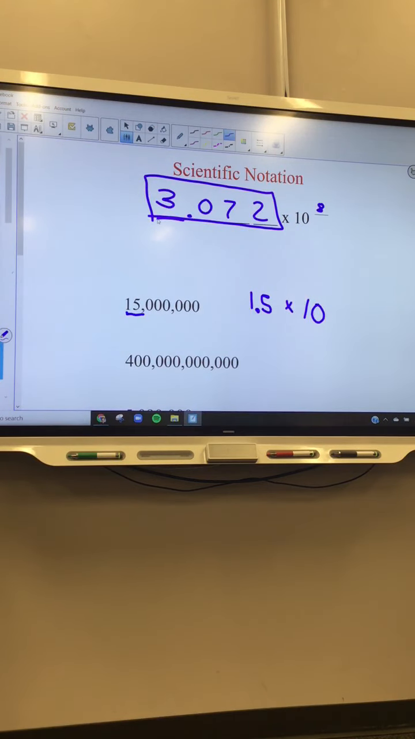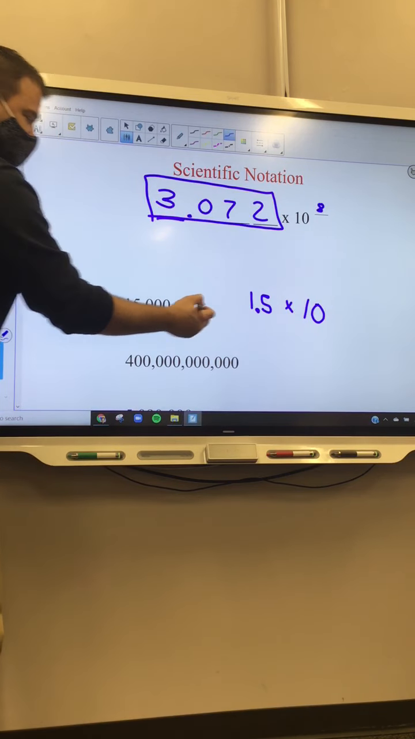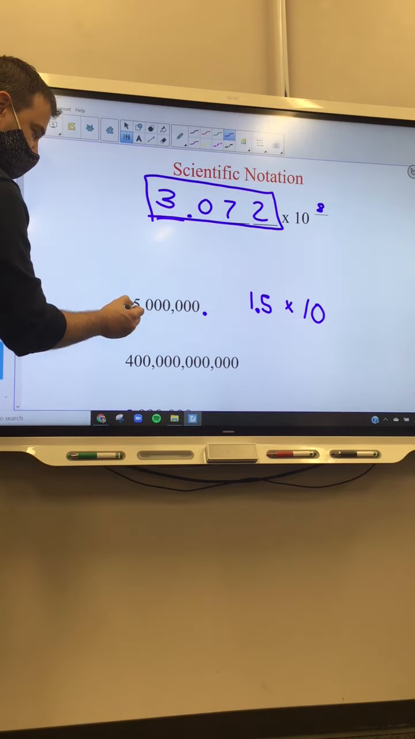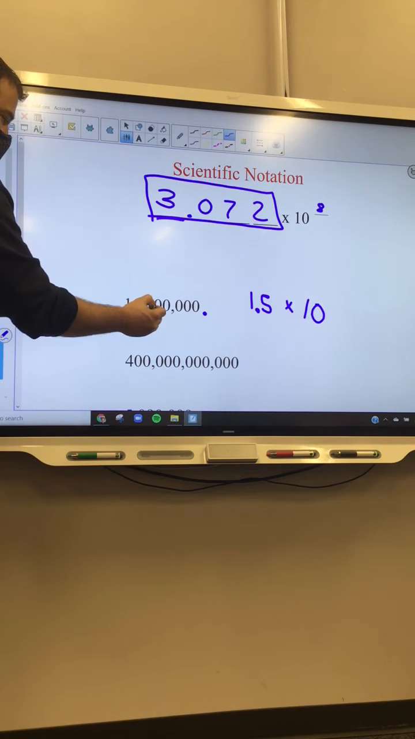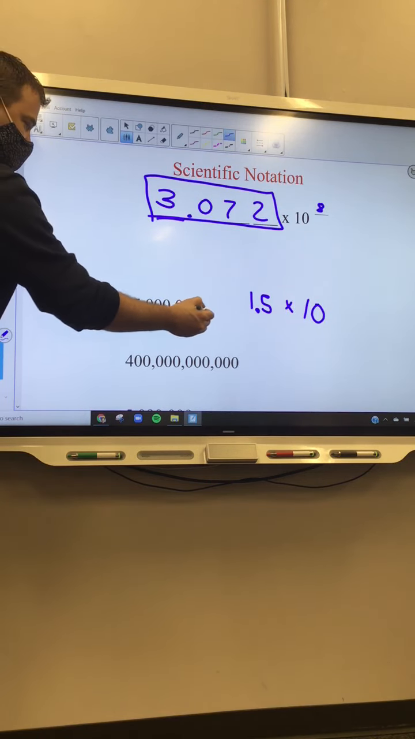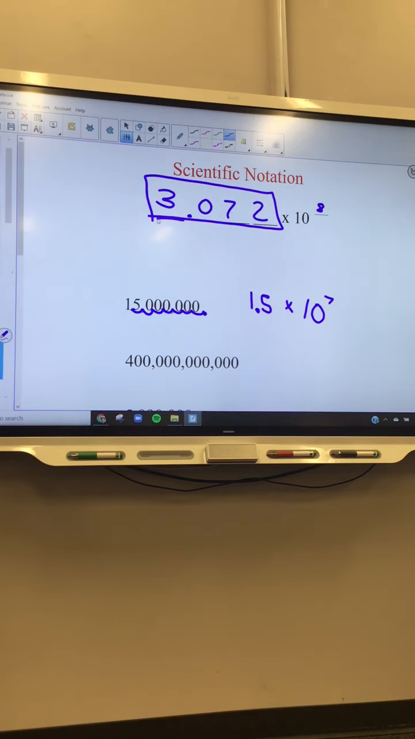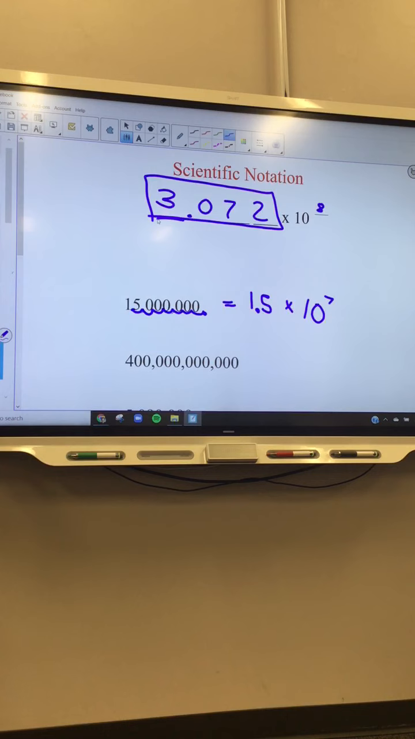Well, how large of a power? Here's how we figure that out. This is where the original decimal place is, even though I don't have it written out. And now I'm going to move it in between the 1 and the 5. How many spaces did I have to move it? 1, 2, 3, 4, 5, 6, 7. So this must be 1.5 times 10 to the 7th power. Those two things are the same. This and 15 million are the exact same number.